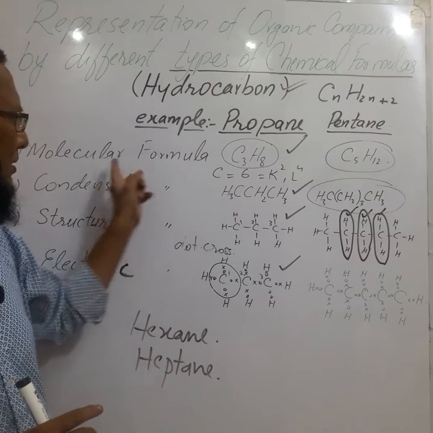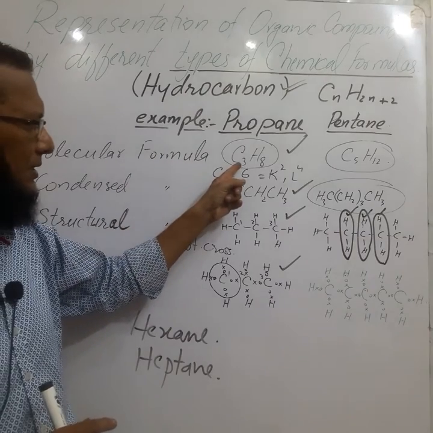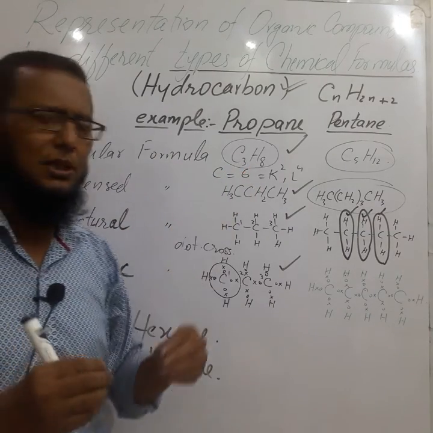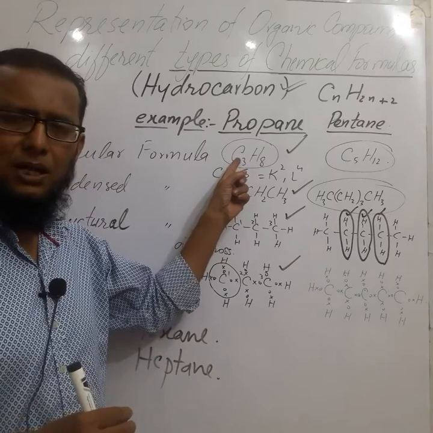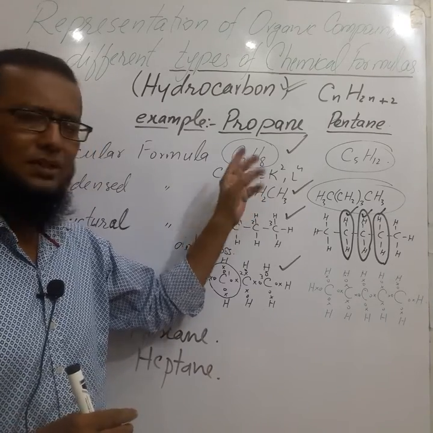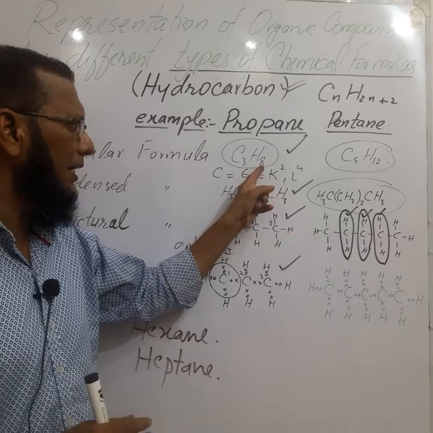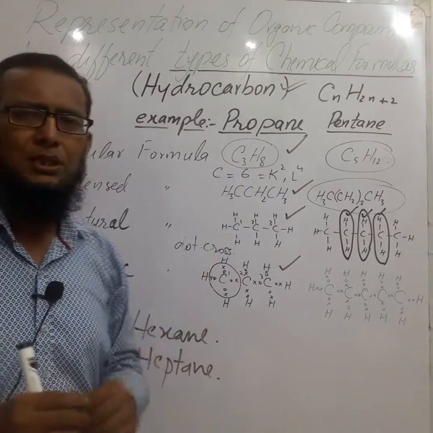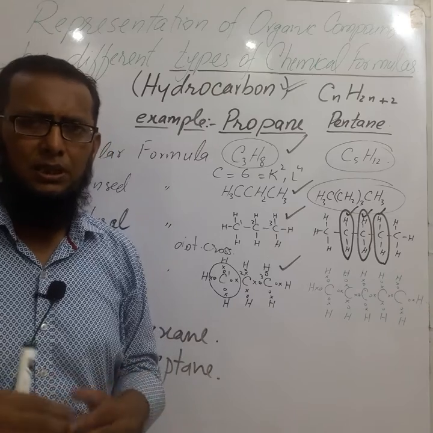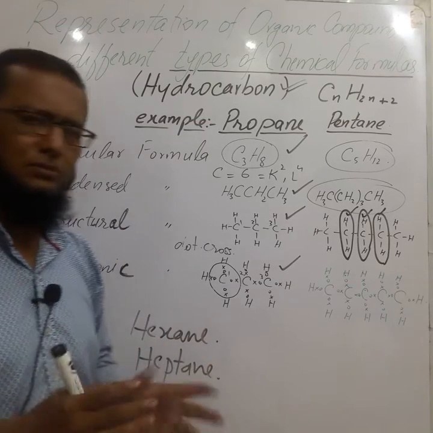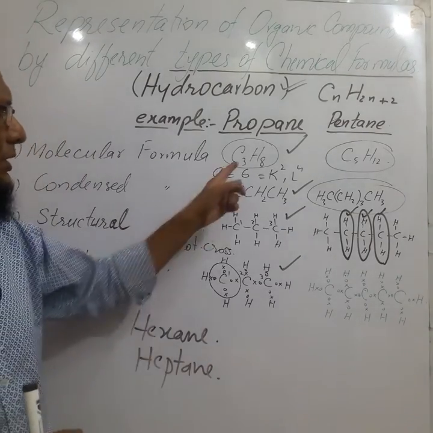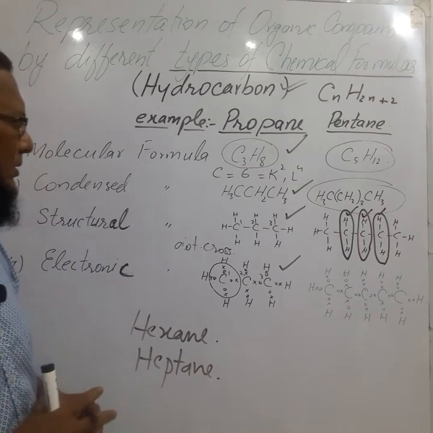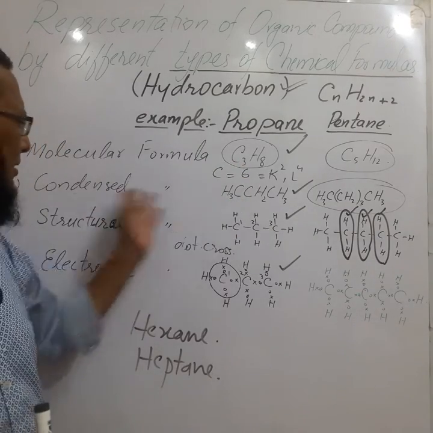Here, the molecular formula of propane is C3H8. It shows there are 3 carbon atoms and 8 hydrogen atoms in propane, and the total number of atoms is 11. It doesn't show any type of bond, single bond, double bond, or any sharing. This is called the molecular formula. Next is the condensed formula.